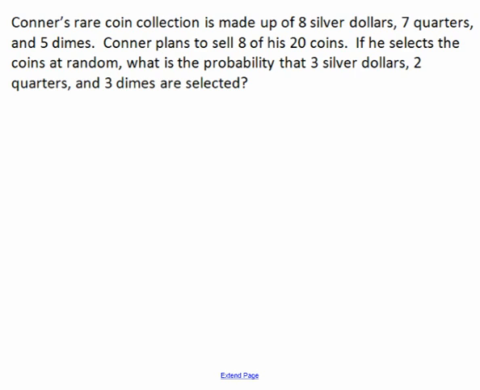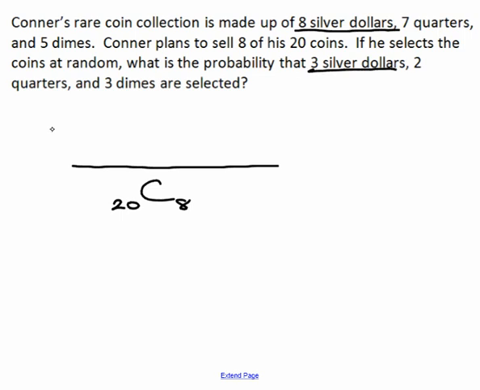Well, here's the deal. We know that the bottom is going to be 20c8. He has 20 coins and he's going to pick 8 of them to sell. Now we're going to break those up. He has 8 silver dollars. We want to know the probability that he ends up choosing 3 silver dollars, so that will be 8c3. That's the total number of ways that he could choose 3 silver dollars.